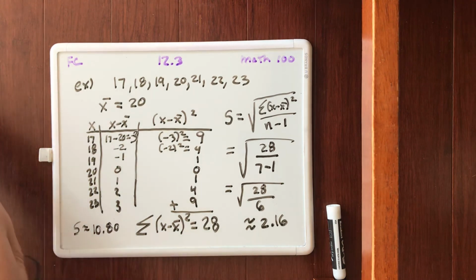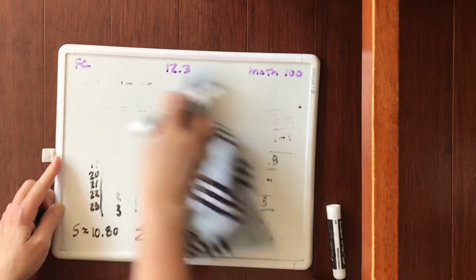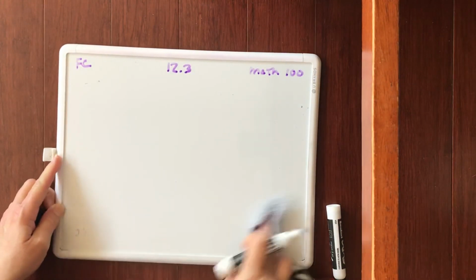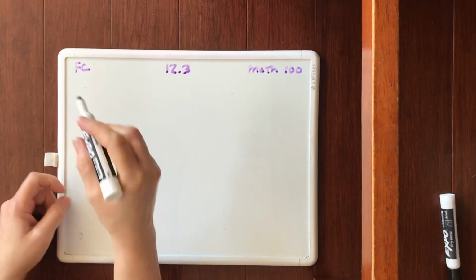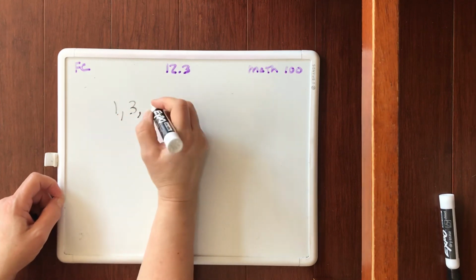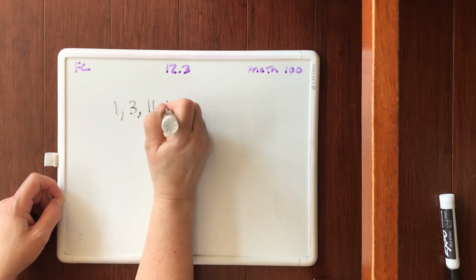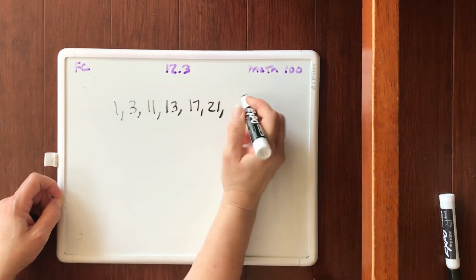Okay, so now I have your homework for you for this section. Okay, here's your homework for 12.3: 1, 3, 11, 13, 17, 21, and 20.